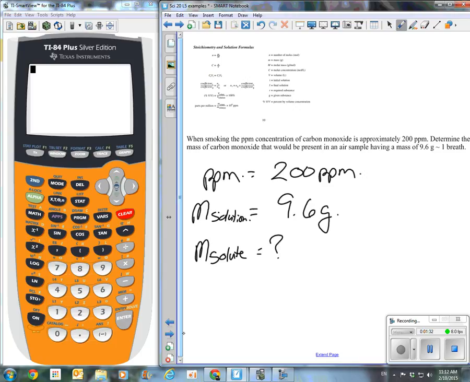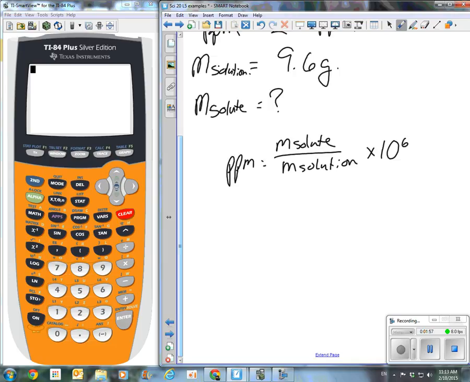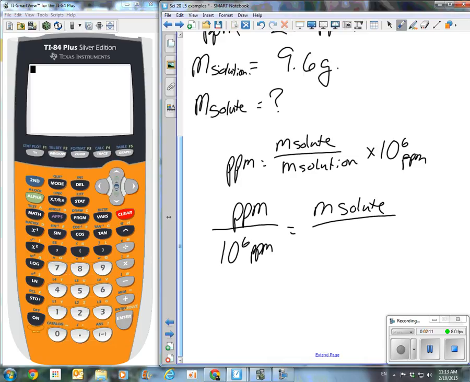Now I'm going to do my formula. Parts per million is equal to the mass of solute over the mass of solution times 10 to the 6th. Like we did before, the easiest way to set this question up is to make a ratio. So I'm going to divide by a million: ppm all over 10 to the 6 parts per million is equal to the mass of solute over the mass of solution.